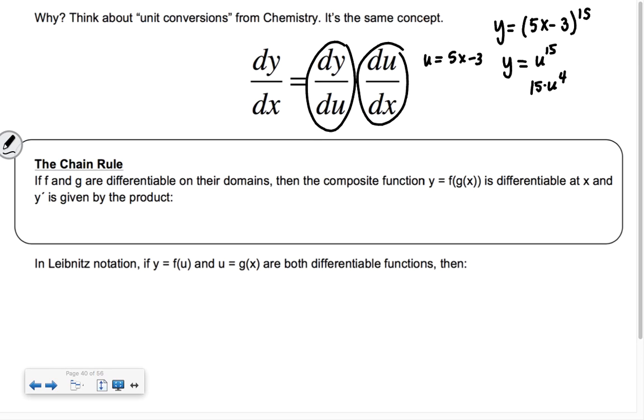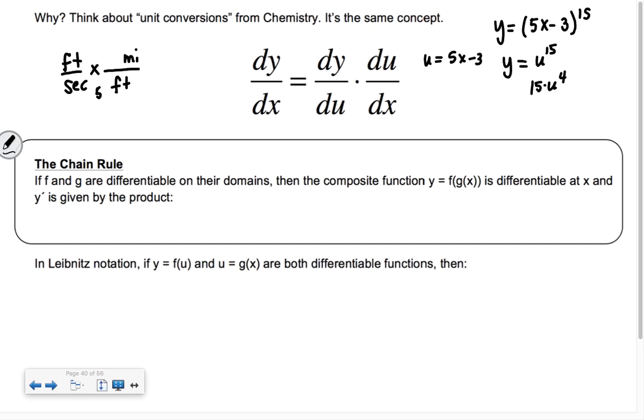Okay, so with unit conversions, do you guys remember when you would have things like, oh, I have feet per second, but I don't want feet. I want to change it to miles. So we would do miles and feet, right? So we'd have 5280 feet in a mile. That's what we're doing here. Do you guys see how the du's basically cancel each other out? And we get it. Okay? So derivatives are rates of change, and they are very similar to unit conversions.